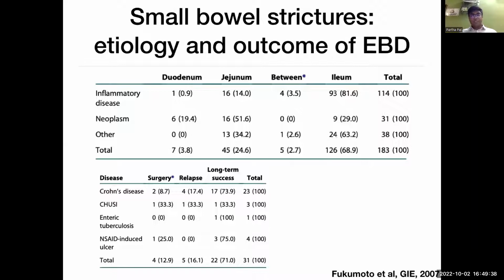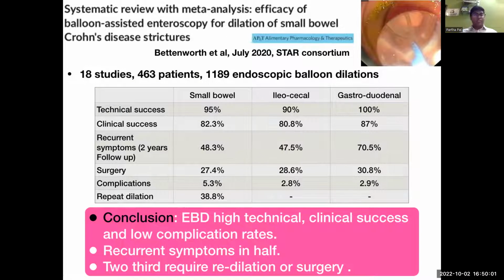So then, going to small bowel strictures, the etiology may be different, like inflammatory bowel disease, neoplastic. Most common is Crohn's disease, followed by tuberculosis. Another one is cryptogenic multifocal ulcerating stenosing enteritis, NSAID induced, or other causes. So the most common cause is Crohn's disease associated strictures, and this is the systematic review and meta-analysis, showing 18 studies of balloon dilatations. They have shown that the technical success is very high for small bowel strictures, with clinical success rates also good.